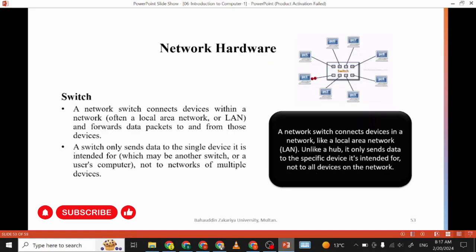Switch. A switch connects devices within a network and forwards data packets to and from those devices. A switch only sends data to the single device it is intended for, not to the network of multiple devices.